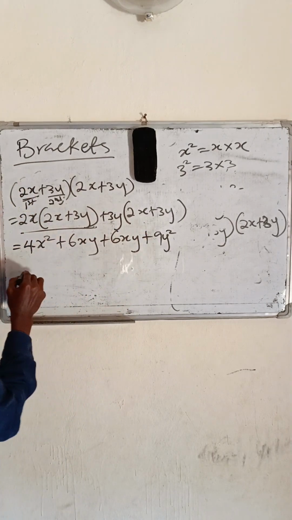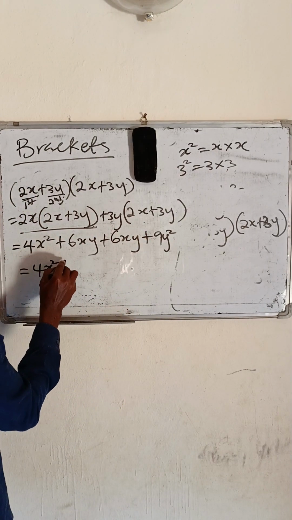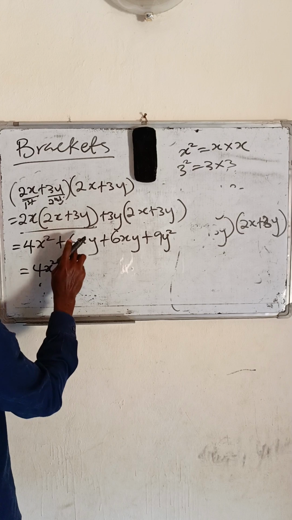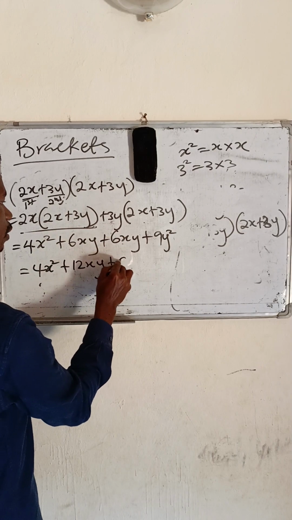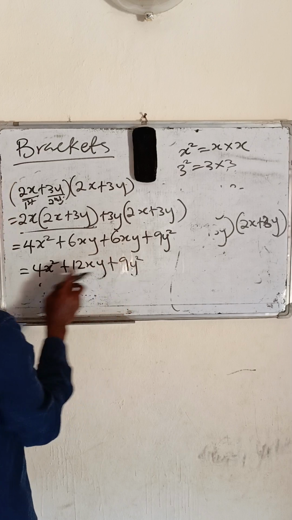So you take like terms. 4x squared. This one and this one is 6 plus 6, which is 12xy, plus 9y squared. You can't add any of these.